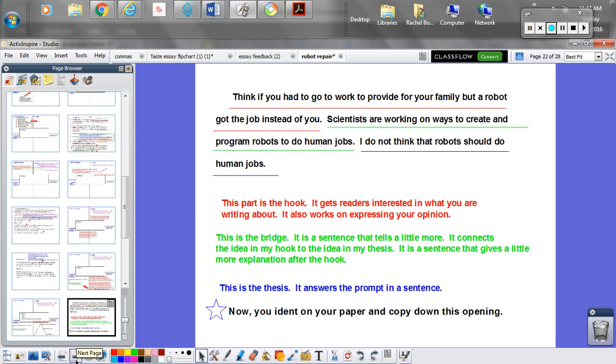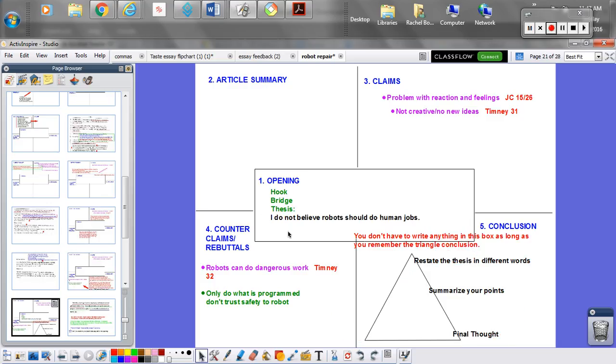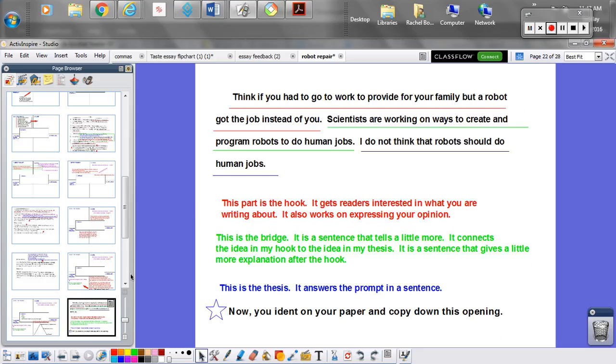So now it's time for me to write. So I know that I'm going to do my hook, my bridge, and my thesis, and I indent on my paper and I create a hook that really is going to draw my reader's attention in. Think if you had to go to work to provide for your family, but a robot got the job instead of you. This part is the hook. It gets readers interested in what you are writing about, and it also works on expressing your opinion, because people wouldn't like to think about being replaced by a robot doing their job.